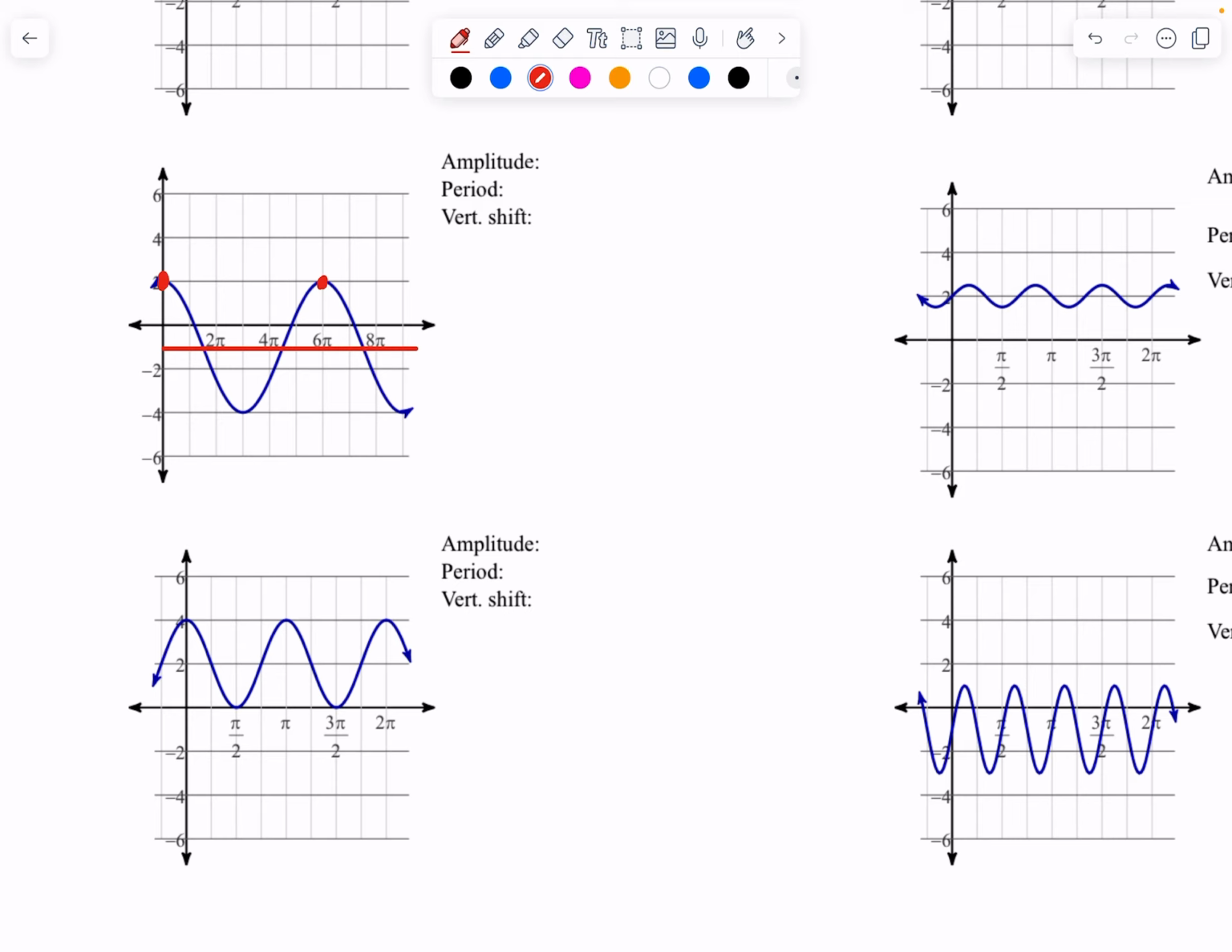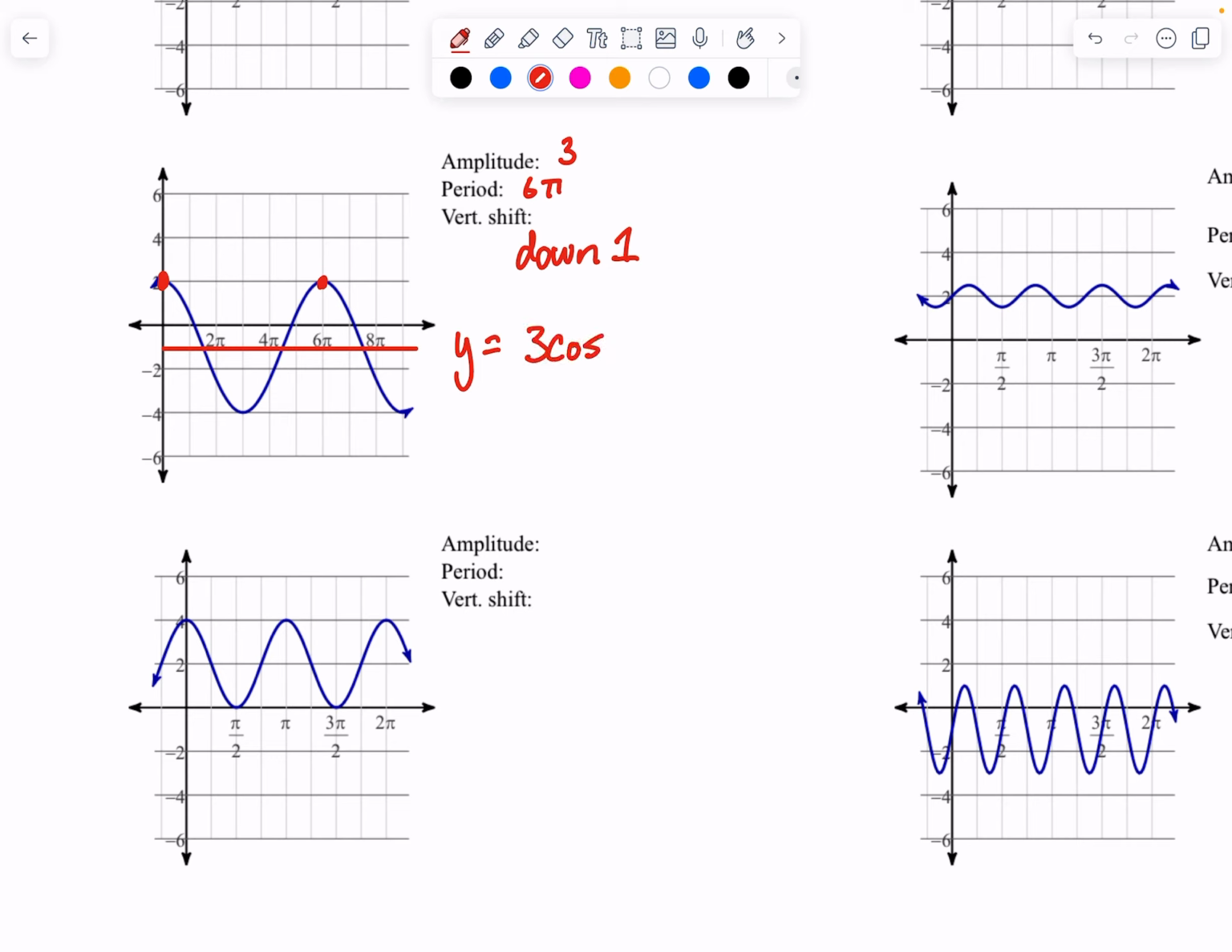So the midline, okay, so let's do the amplitude first. The amplitude goes up 3 in each direction. The period repeats every 6 pi. And then it's a vertical shift. This time it moved down 1. So I'm going to use a cosine because it starts above. The amplitude is going to be a positive 3 because it starts above, not below.